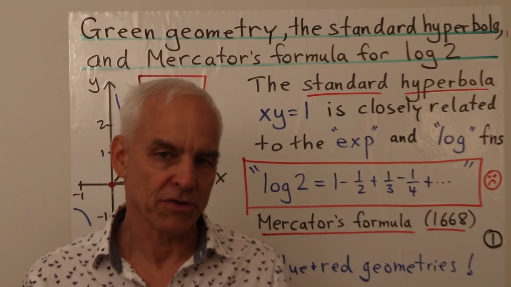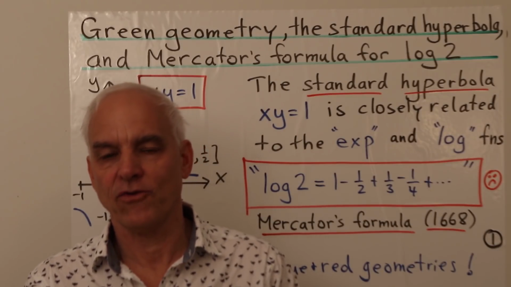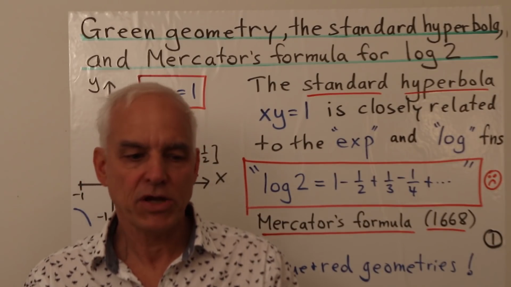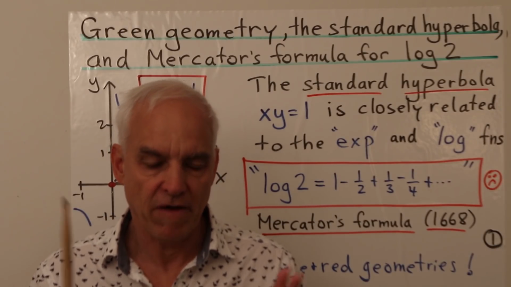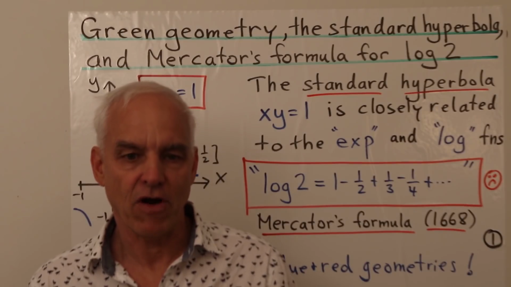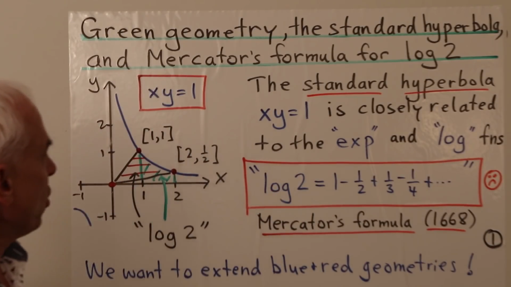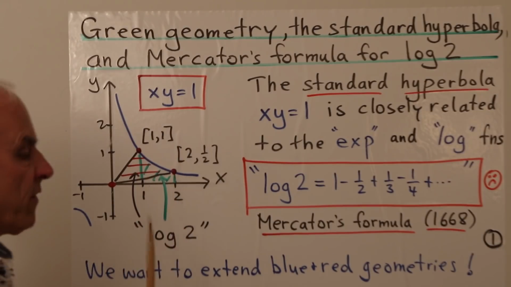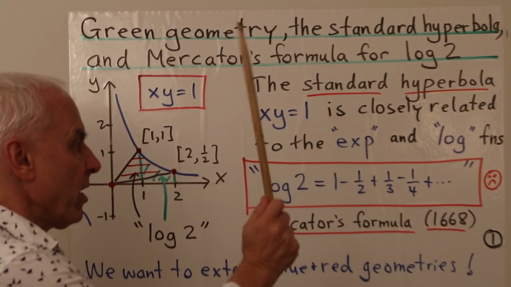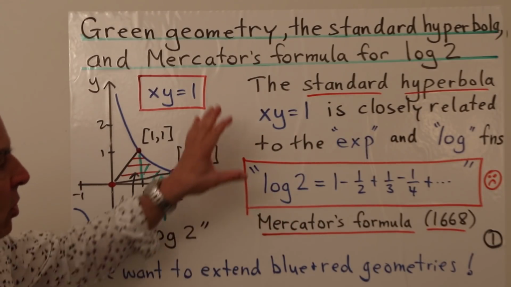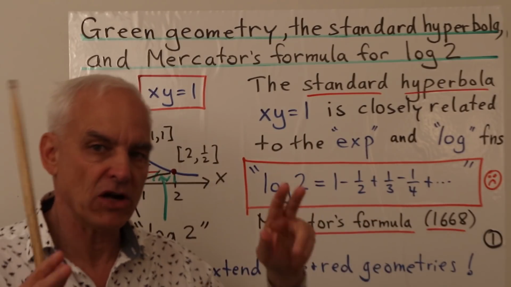In today's video we start the last major topic of the Algebraic Calculus 1 course, which is in the direction of the logarithm and exponential functions and an analysis of our third important conic. The star of the show today is the curve given by equation xy equals 1. This is the standard hyperbola, and it's closely related to and sort of generates the exponential and log functions.